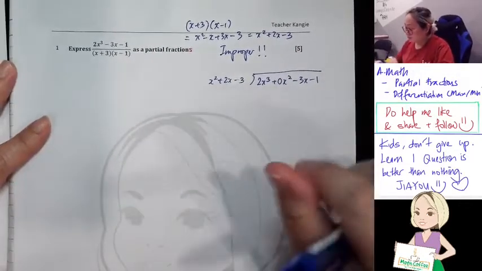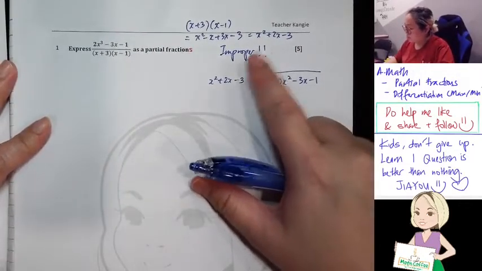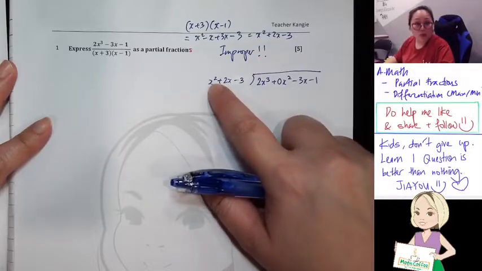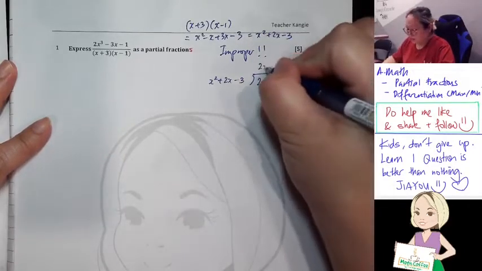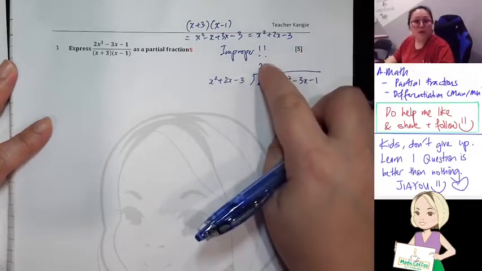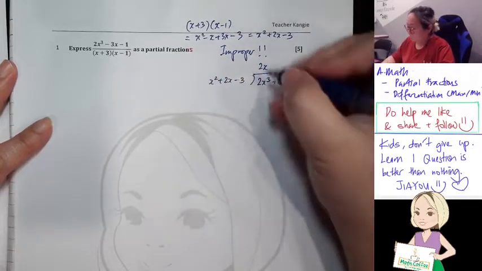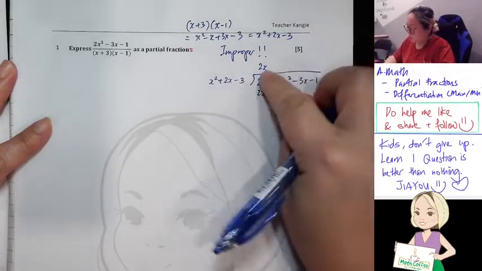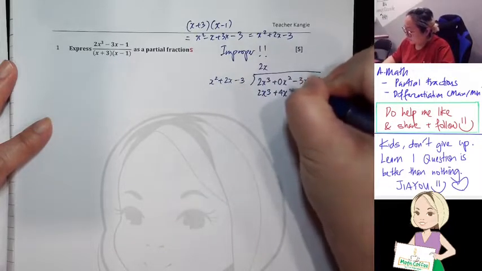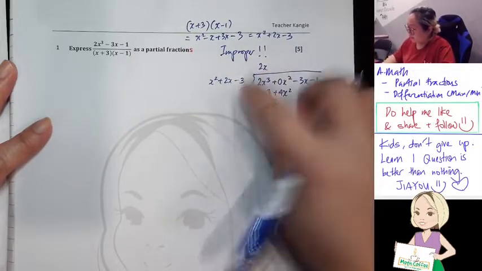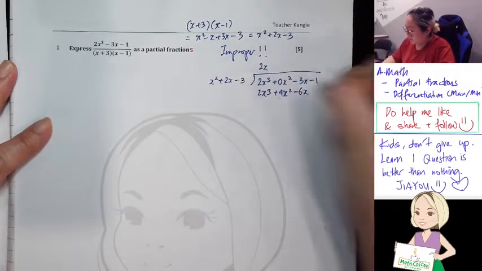So now you need to ask yourself, what multiplied by x squared will give me 2x cubed? Okay, so we know it is 2x. So let's rainbow. 2x times x squared, 2x cubed. 2x times positive 2x, plus 4x squared. 2x times negative 3, minus 6x.